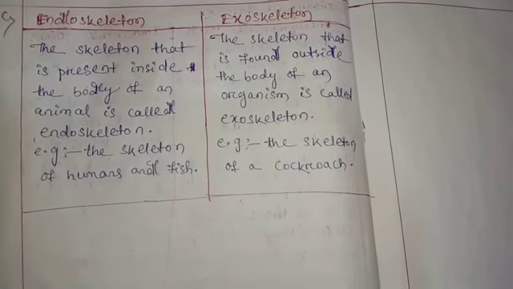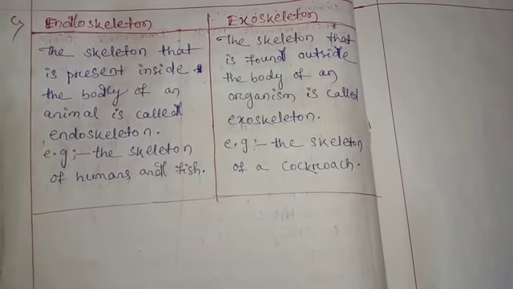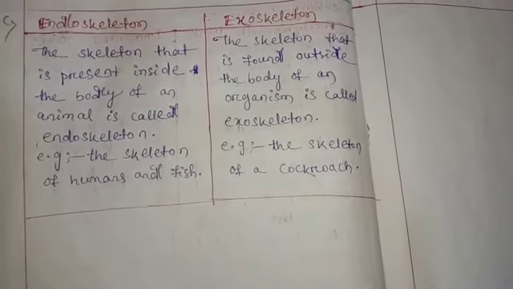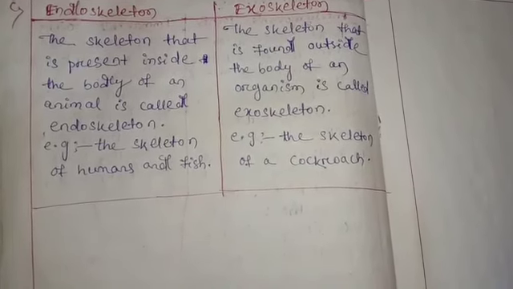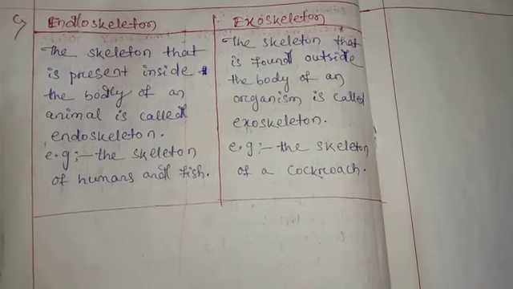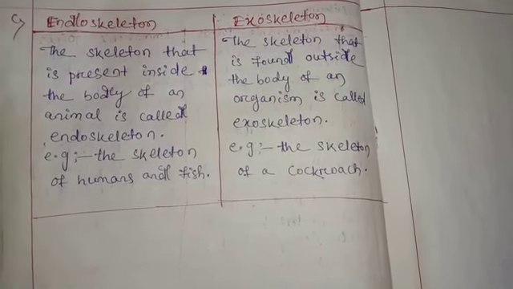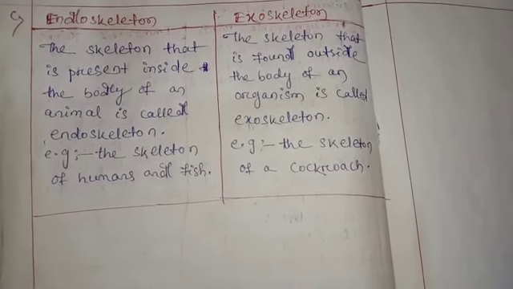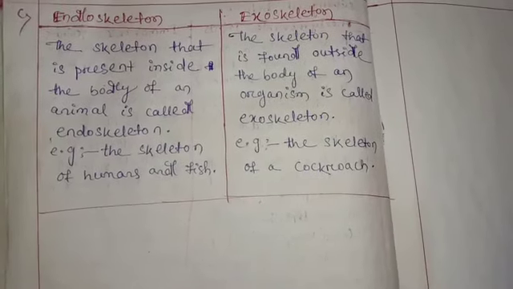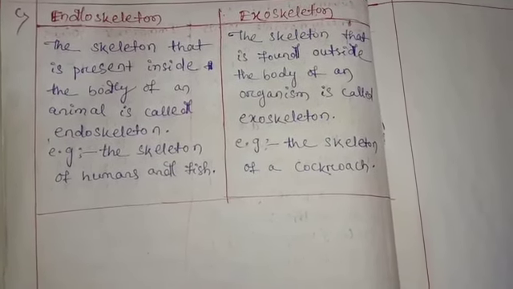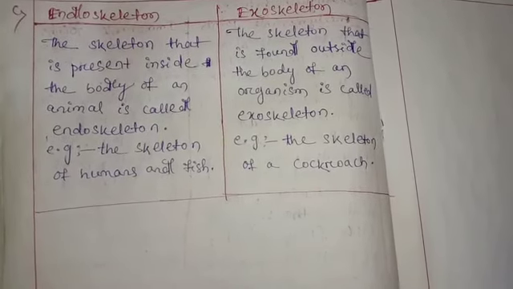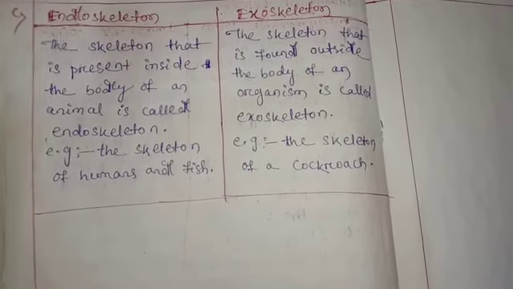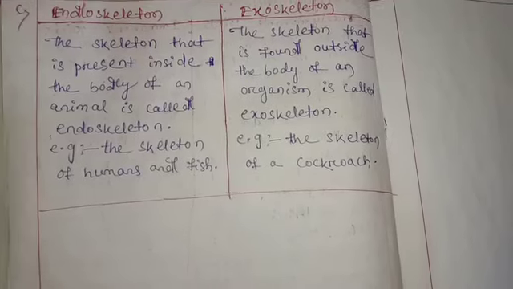Then distinguish between endoskeleton and exoskeleton. The skeleton that is present inside the body of an animal is called endoskeleton, while the skeleton that is found outside the body of an organism is called exoskeleton. Examples of endoskeleton are those of humans and fish, and an example of exoskeleton is the skeleton of a cockroach.